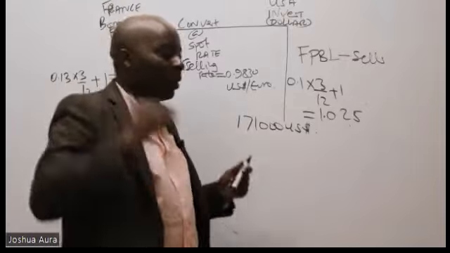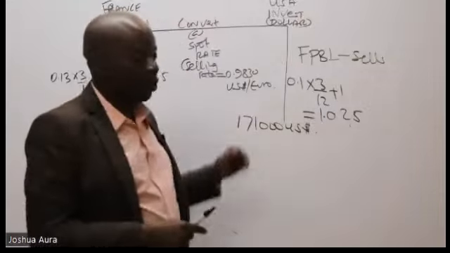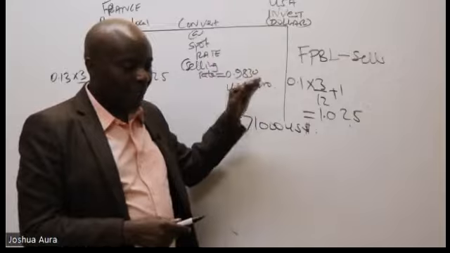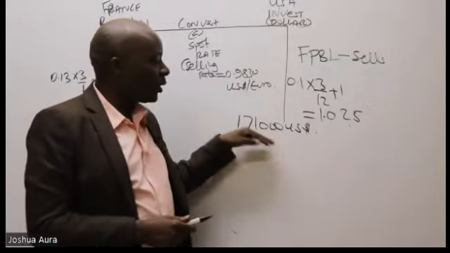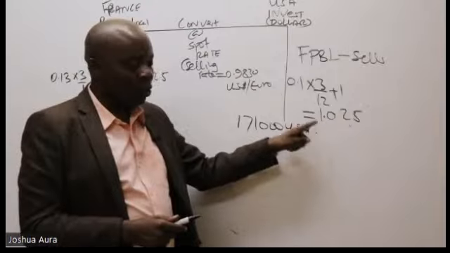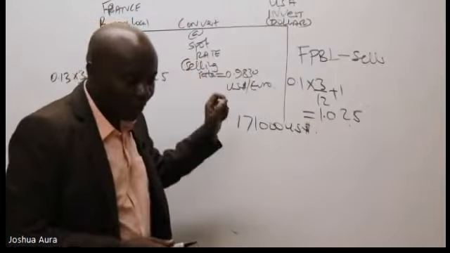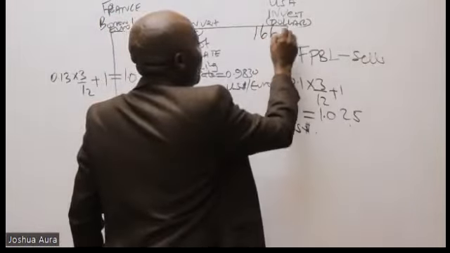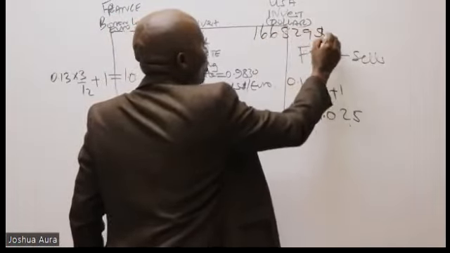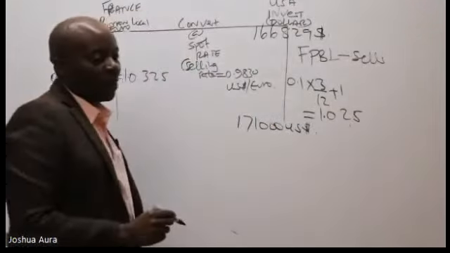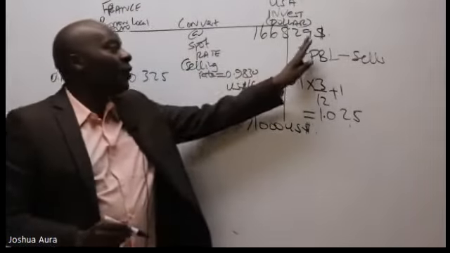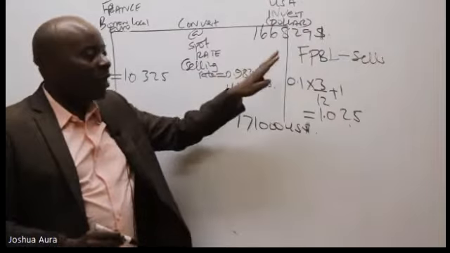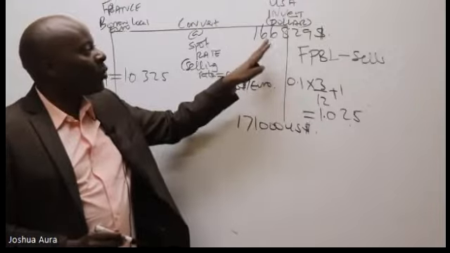When we're moving upwards, what do we do? Up we divide, isn't it? So you take 171,000 divided by 1.025. So what do we have? 166,829 dollars. And remember, don't use the figure that you have in your calculator. Here we are using this figure the way it is.